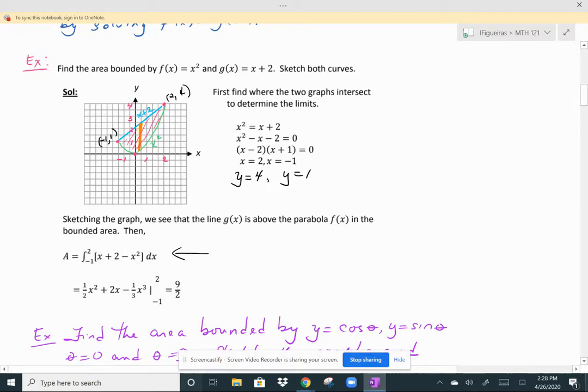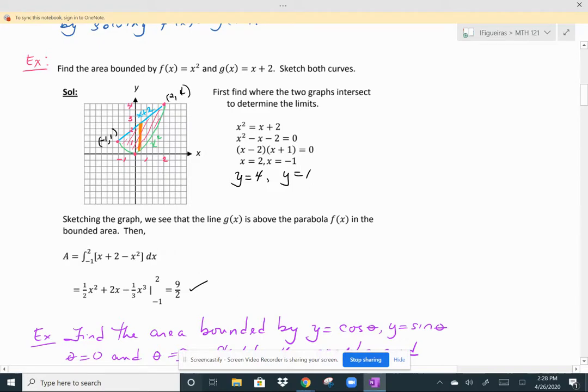Antiderivative of x gives you 1/2 x squared. Antiderivative of 2 is 2x. Anti-power rule for x squared is minus 1/3 x cubed. When you plug in 2 and then subtract out the negative 1, you get an area of 9/2. Again, a positive number. That's expected because your area is above the x-axis.